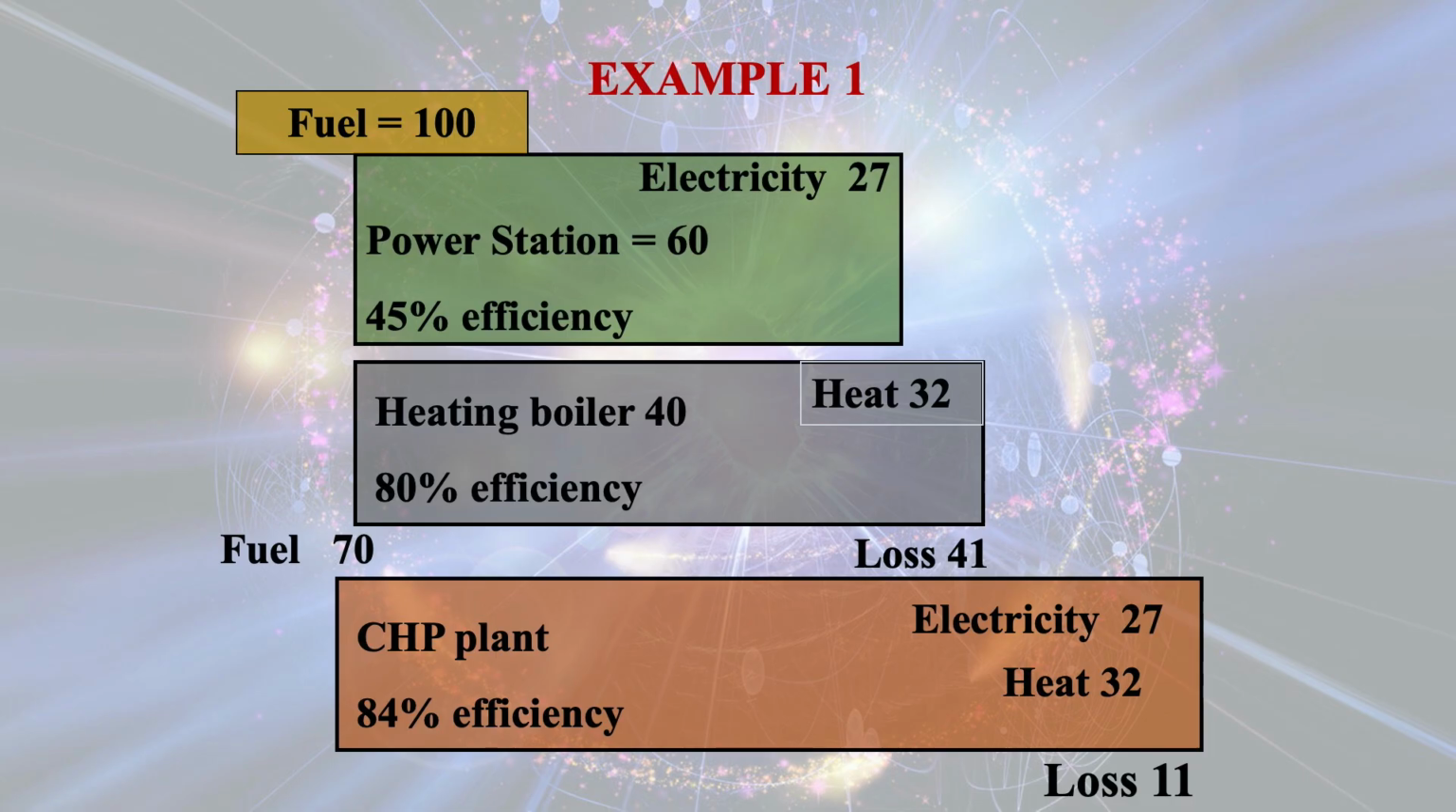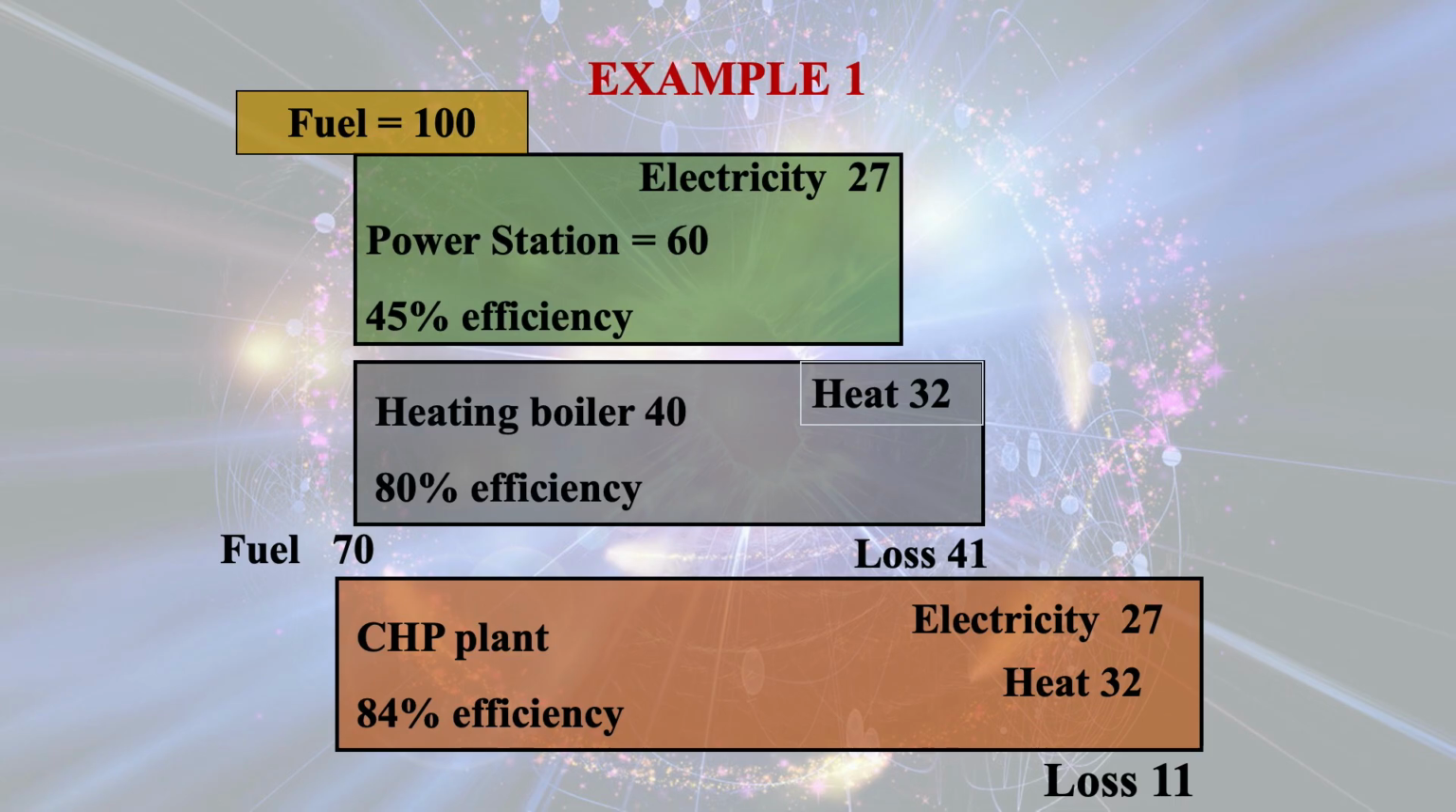Now total energy we are getting as an output is 27 plus 32, that is 59 unit out of 100 unit of energy at the initial stage. So there is loss of 41 unit of total energy which was initially given as 100 unit.